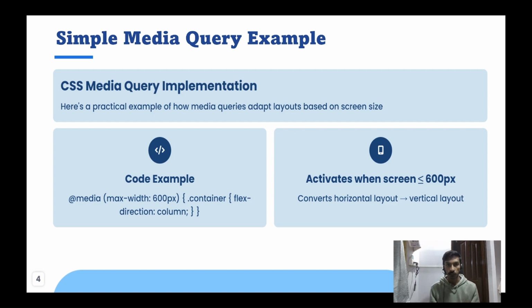Here's a simple example. This media query activates with a screen width of 600 pixels or less. It changes the layout direction from rows to columns, perfect for mobile screens. Now I will show you a live example using HTML and CSS of how media queries let us apply different stylings depending on the screen width.